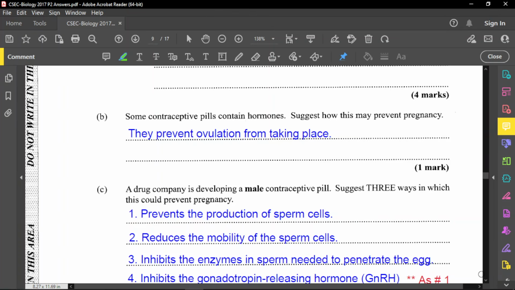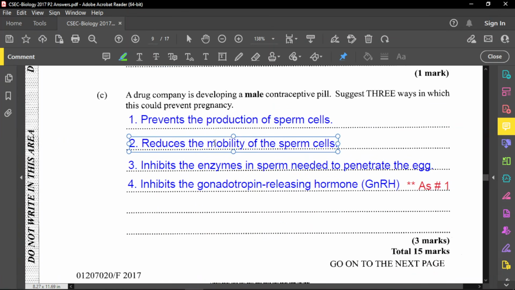Now for part C, a drug company is developing a male contraceptive pill. It asks you to suggest 3 ways in which this could prevent pregnancy, so it's a possibility of how this may work. Think about a male taking hormonal pills to prevent fertilization from occurring. One thing that could happen is that the pill is developed in such a way that it prevents the production of sperm cells, because remember, you need testosterone to produce sperm cells. So it can inhibit testosterone.